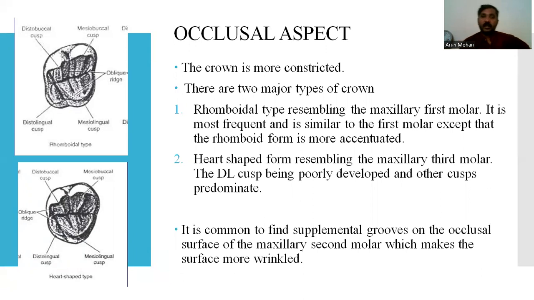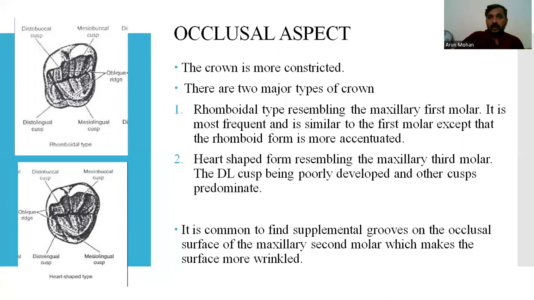First is a rhomboidal type, more similar to the first molar, which will have a more prominent distolingual cusp. The second is a heart-shaped occlusal aspect where the distolingual cusp is very poorly developed, and the other three cusps, the primary cusp triangle, are more prominently seen. This gives a narrower lingual surface, described as heart-shaped. So there are two types: a rhomboidal type, similar to the maxillary first molar, and a heart-shaped structure where the distolingual cusp is poorly developed.